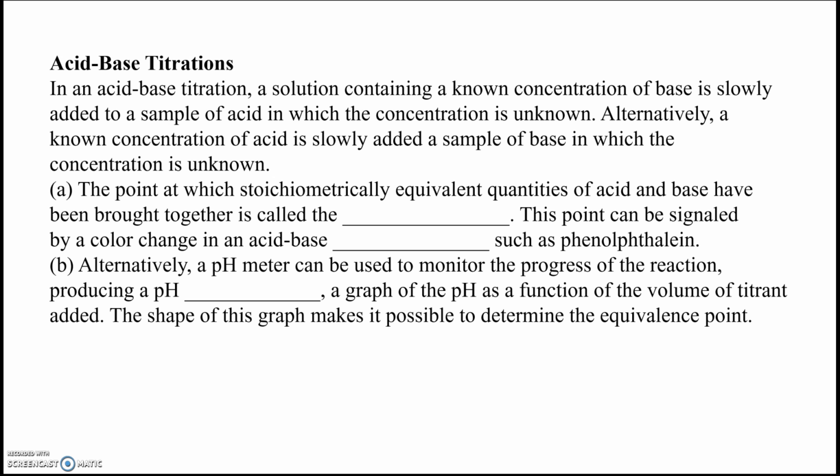All right, so looking at part A, the point at which stoichiometrically equivalent quantities of acid and base have been brought together is called the equivalence point. And this point can be noticed if you add an indicator solution such as phenolphthalein. The solution changes color at this point. It's quite dramatic and quite sudden, so it's very easy to determine this equivalence point. Or you can use a pH meter. This produces a pH titration curve, and this is in fact what you will be doing on the exam.